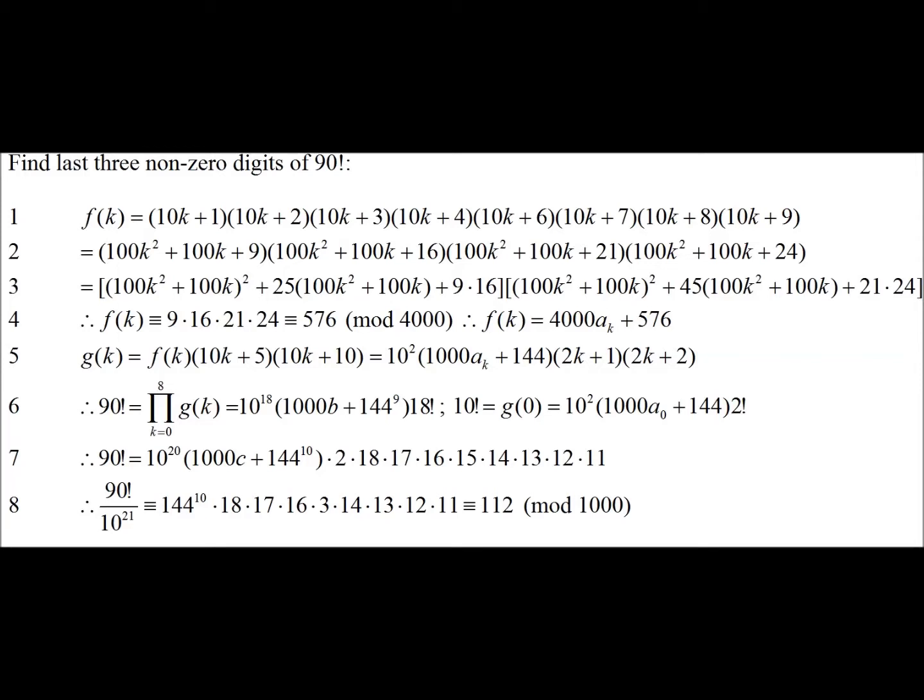Line 4 shows that f_k and the product of 9, 16, 21, and 24, when divided by 4,000, have the same remainder, 576. Therefore, f_k equals 4,000 a_k + 576, a_k being an integer. In line 5, let g_k equal f_k times (10k+5) times (10k+10), since they were excluded earlier. Now replace f_k with 4,000 a_k + 576.